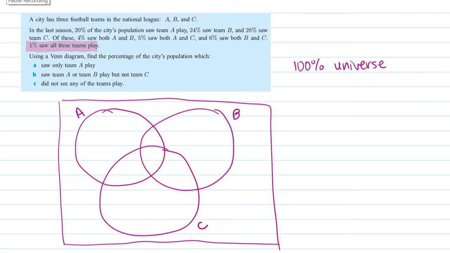Let's start here with 1% saw all 3 teams play. The area of my Venn diagram that represents all 3 things happening at the same time is here in the center. So I'm going to put a 1 there in the center.